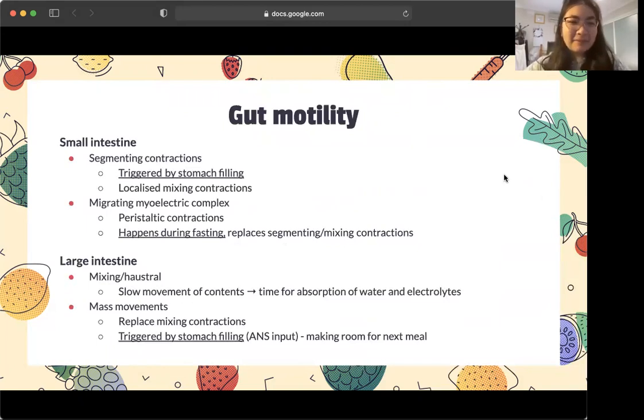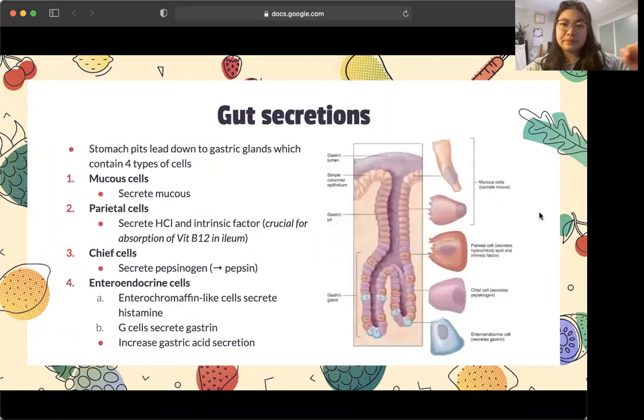Okay. Gut motility. We want to be aware that there are segmenting contractions and the migrating myoelectric complex in the small intestine. And then in the large intestine, there are mixing and haustral contractions and mass movements. Won't really go into this, but remember that those triggered by stomach filling are top and bottom. That's how I remembered it. So segmenting contractions in the small intestine and mass movements in the large intestine.